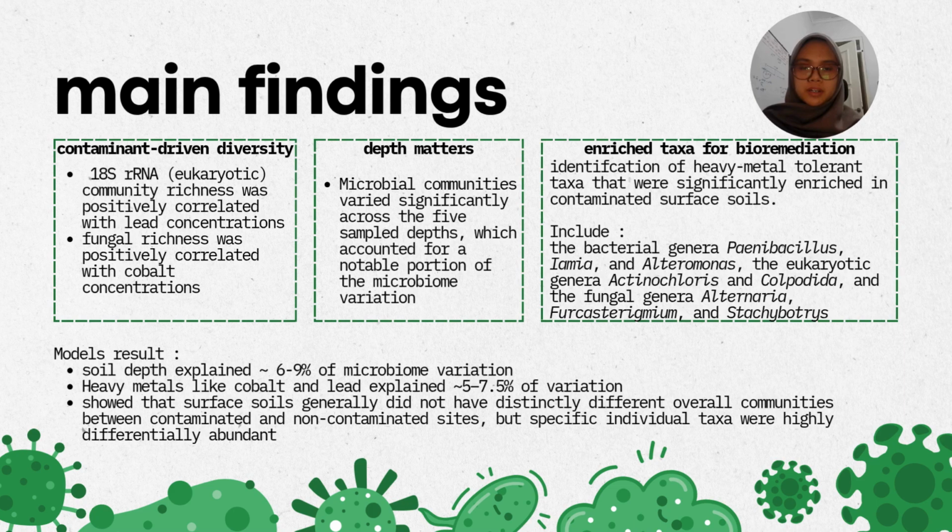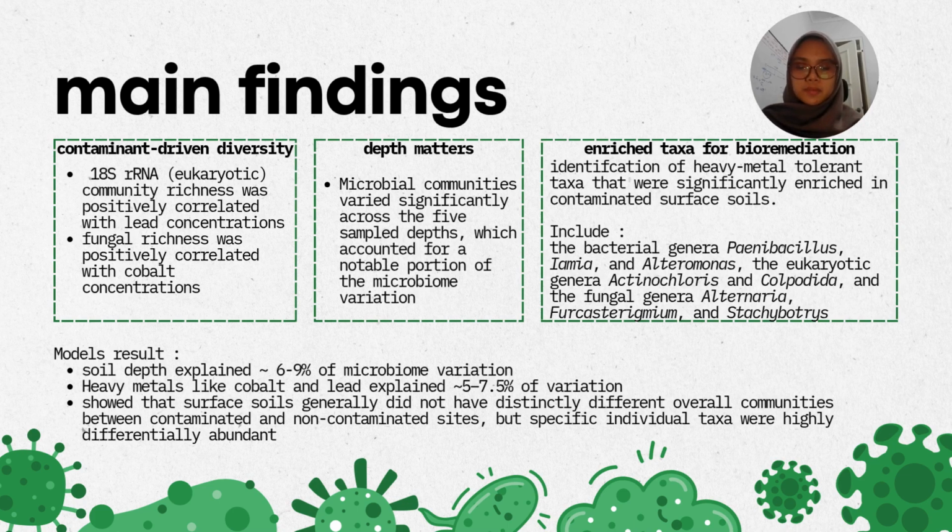There are three main topics for the main findings of this paper. The first one is contaminant-driven diversity, where they found that 18S rRNA community richness was positively correlated with lead concentrations, and fungal richness was positively correlated with cobalt concentrations.